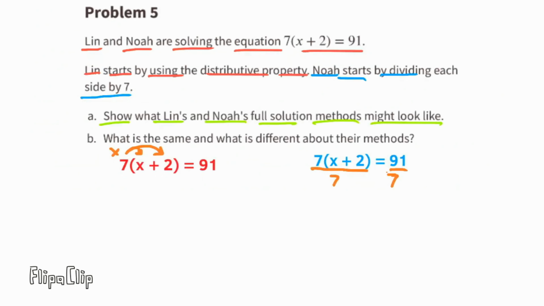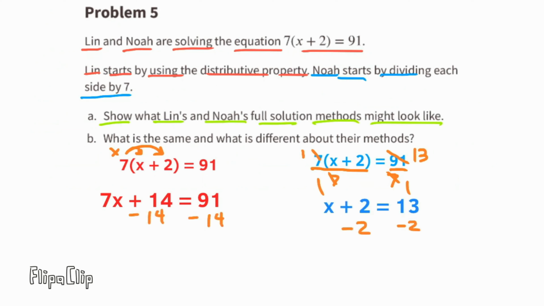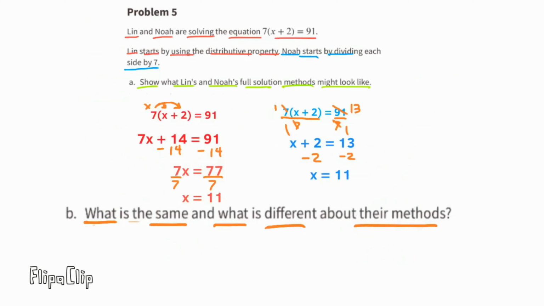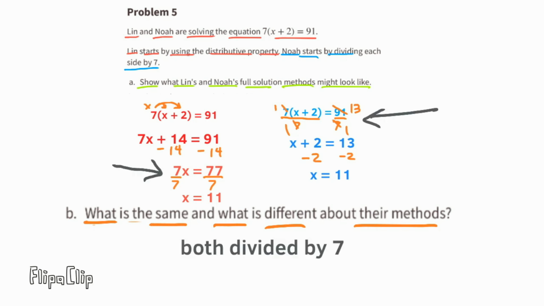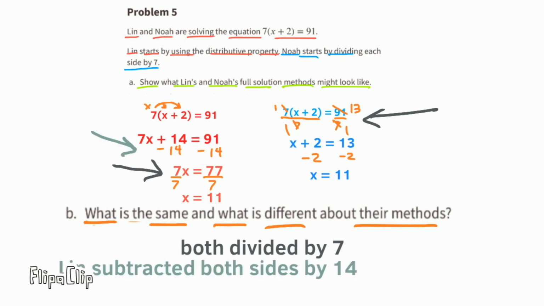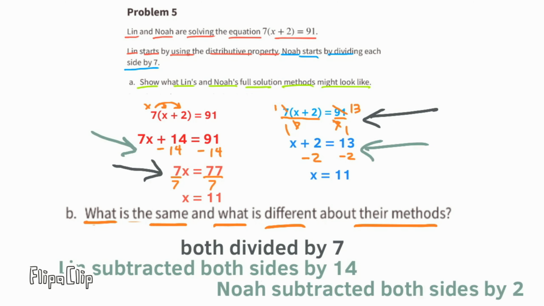On the left side, I'll use the distributive property like Lynn, and on the right side, I'll divide both sides by 7. B. What is the same and what is different about their methods? They both divided by 7, and x equals 11. Lynn subtracted both sides by 14, and Noah subtracted both sides by 2.